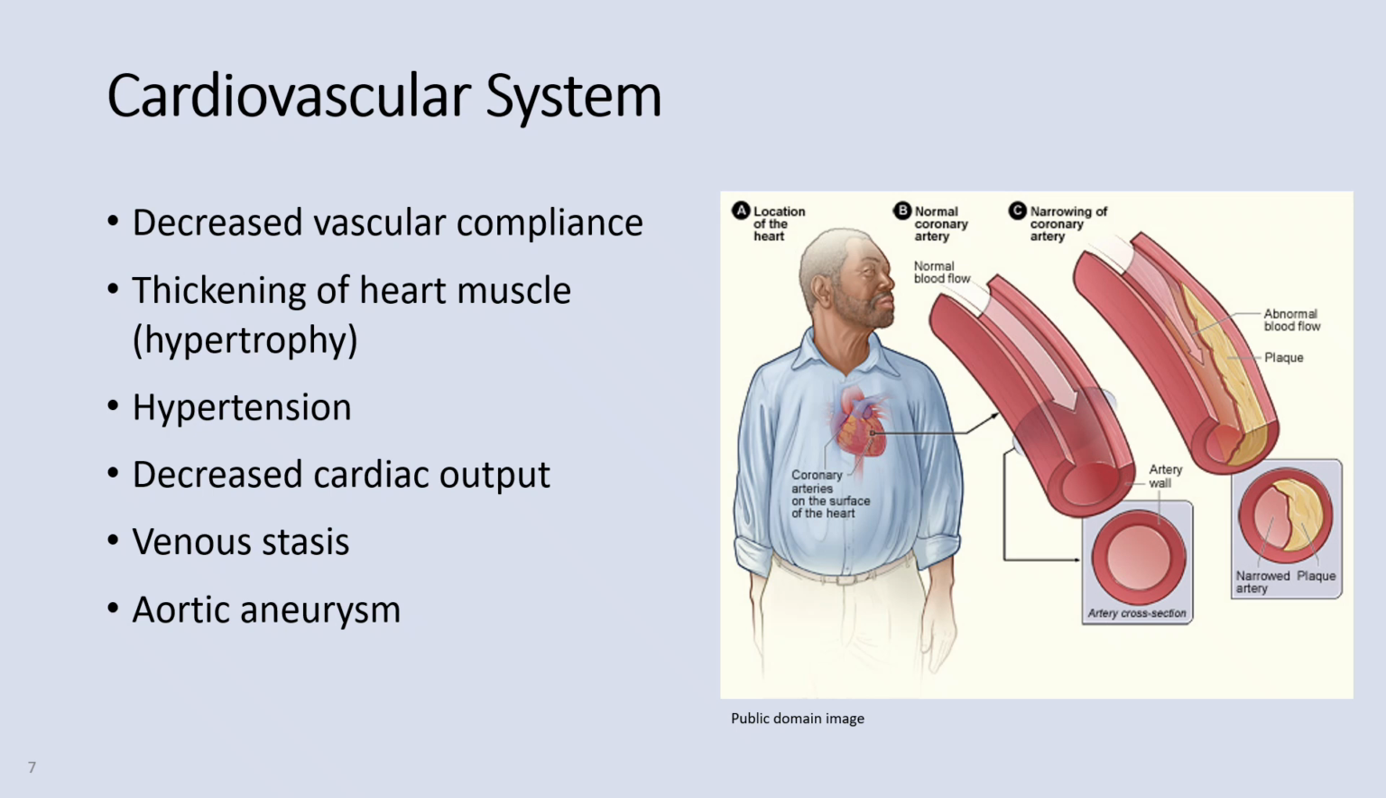vessels. Additional cardiovascular complications that increase with aging include venous stasis, which is a slowing of blood flow that can lead to an increased risk of clot formation, deep vein thrombosis, and pulmonary embolism. Older adults are also at an increased risk for aortic aneurysm.